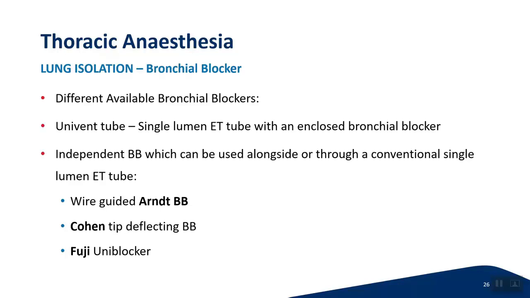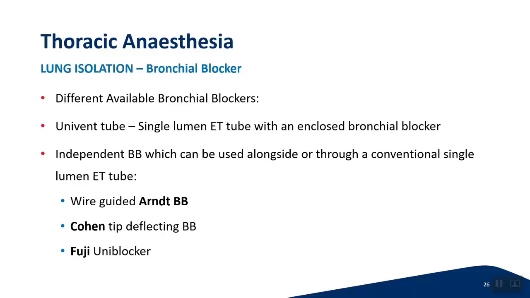Bronchial blockers may be inserted within a single lumen tube or coaxially. Alternatively, they may be placed external to the lumen of the SLT or independently. Another design consists of an SLT with a bronchial blocker already pre-incorporated into the internal lumen of the tube. This is called the Univent tube.